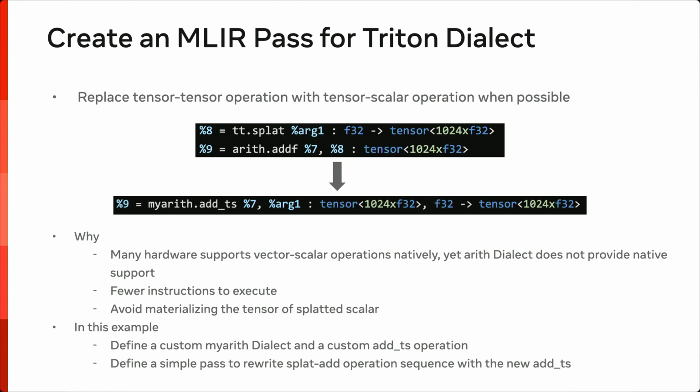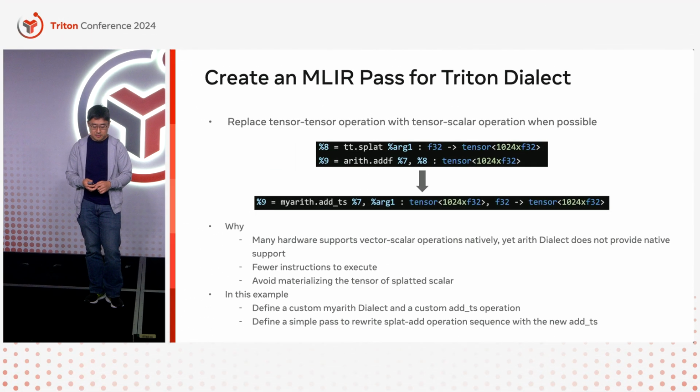The goal for this new pass that we're creating is to define and create this new instruction. Here I'm calling it myarith dialect .ts. This new operation will take a tensor as the first operand and a scalar as the second operand, and it will produce the tensor result. So why might we want to perform such a transformation?